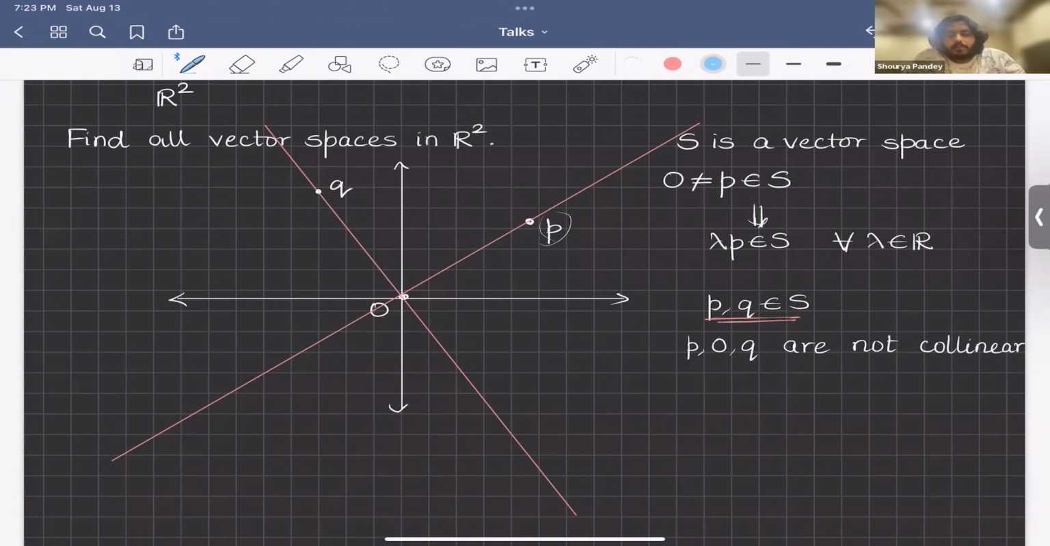Yes. If P plus Q is a vector, so what do you mean by it's not a vector space? No, leave it. Sorry.